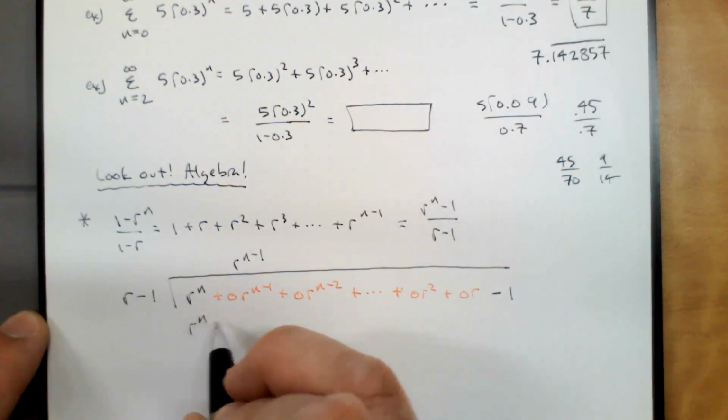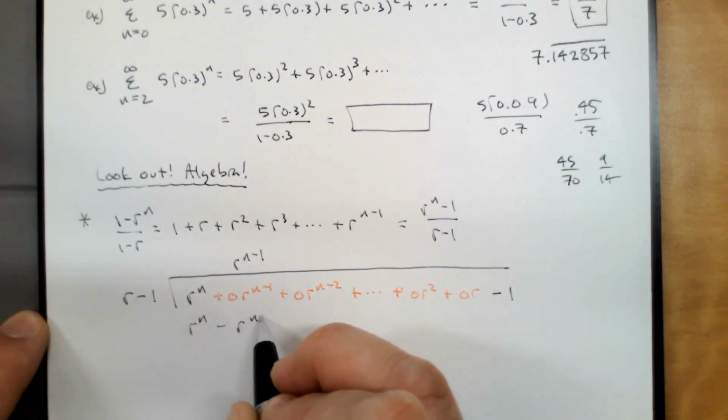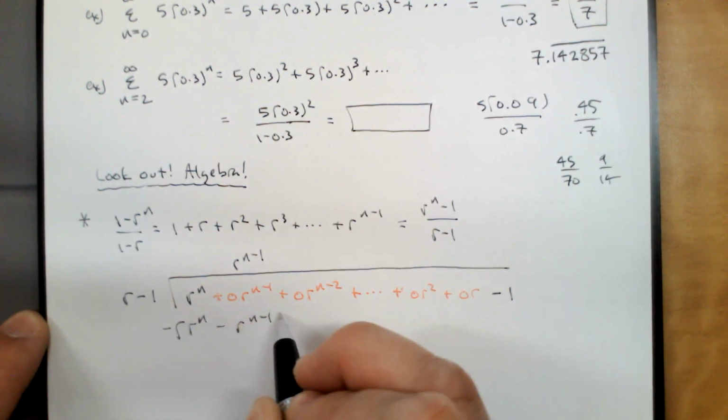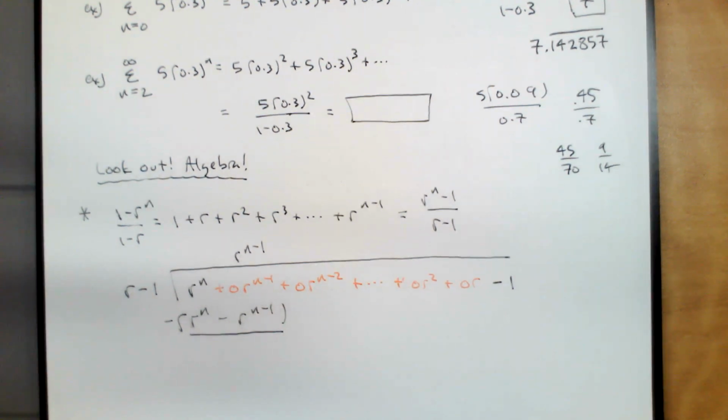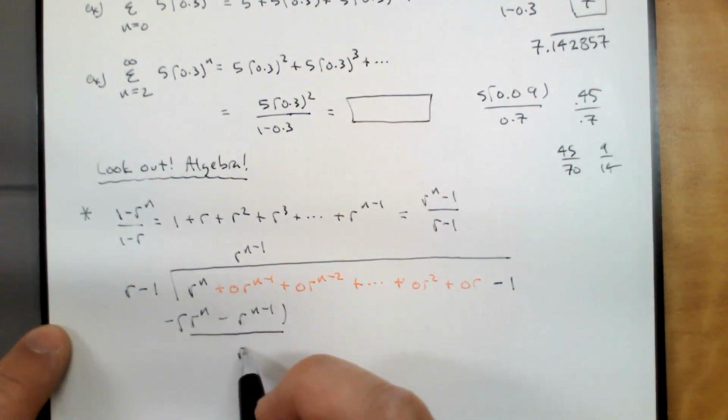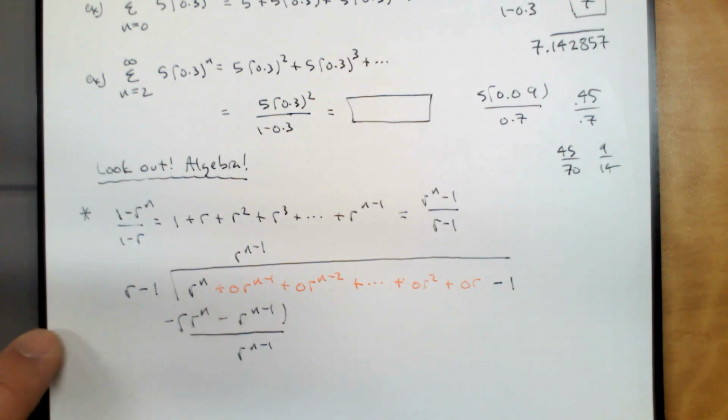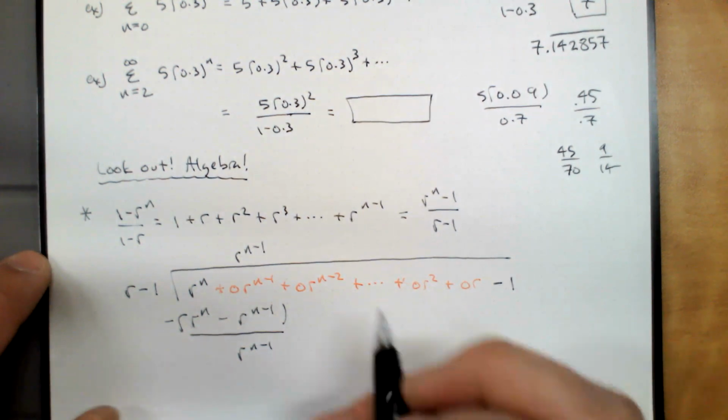I get r to the n minus r to the n minus 1. Now we're subtracting, and that cancels out the r to the n and leaves us with an r to the n minus 1. Then we just got to think, how many times can we subtract r from r to the n minus 1 without going negative? And we can do that n minus 2 times.